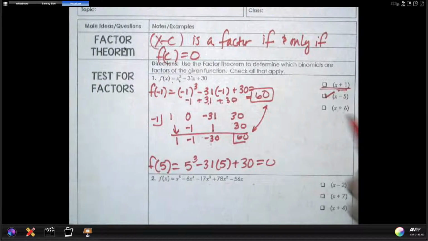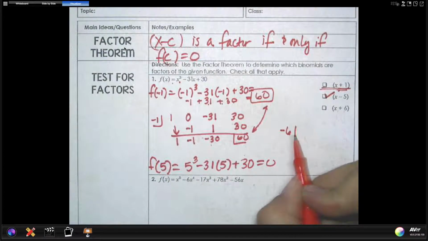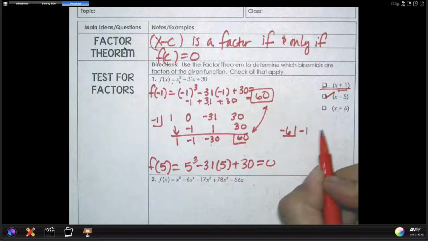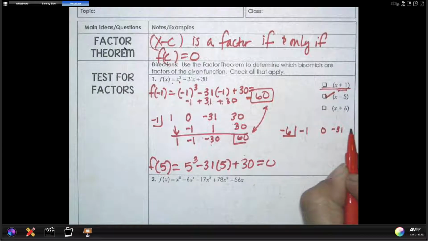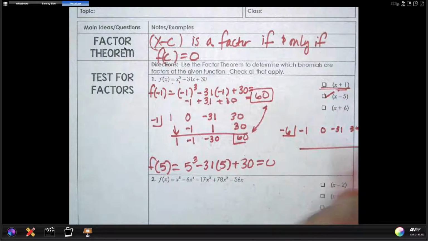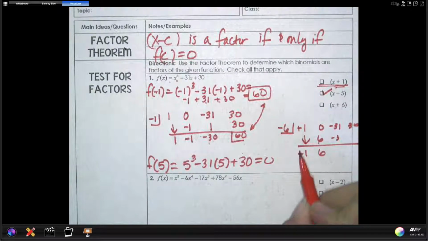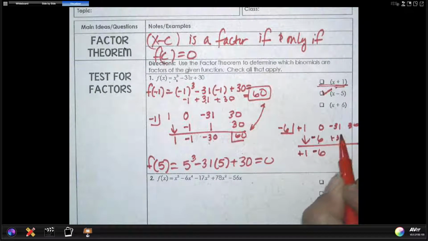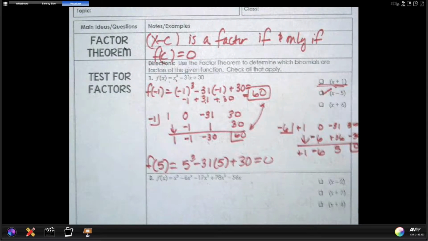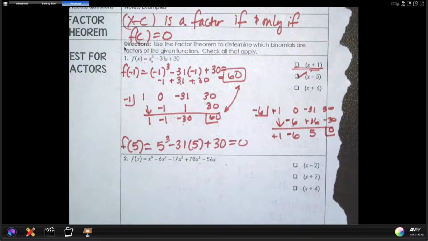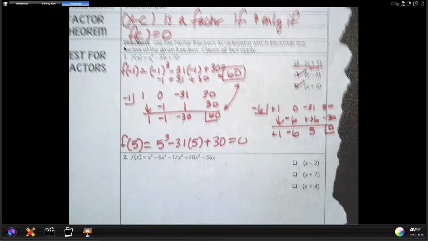The last one here, I'll go ahead and do synthetic division. So we'll put -1, 0, -31, and 30. Oh, that's a positive one. My remainder comes out to be 0, so this is a factor too.